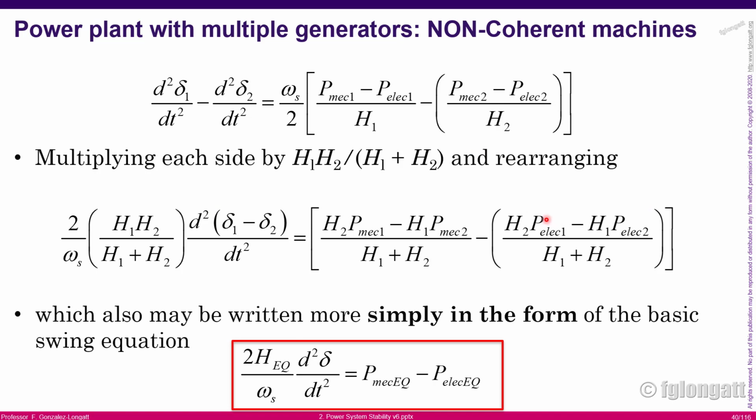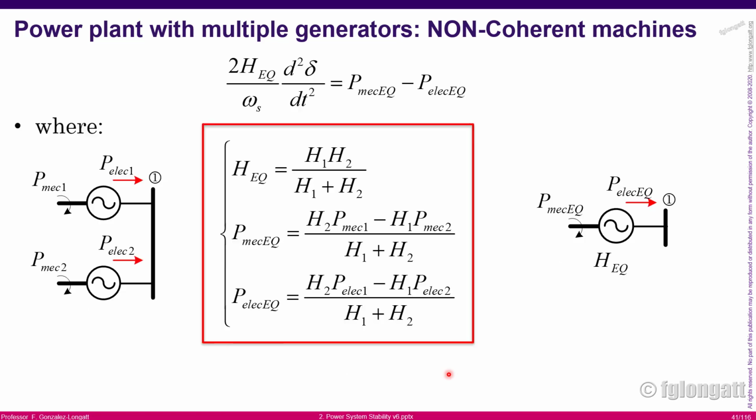I believe you can see by simple examination here that we can convert this into the equivalent inertia. This term here only includes mechanical power, and we can convert that into an equivalent mechanical power. And the negative term here on the right hand side represents electrical power, and we can say that is an equivalent electrical power.